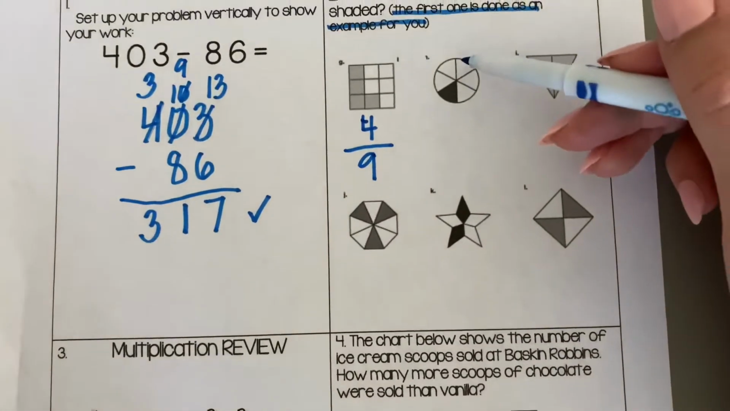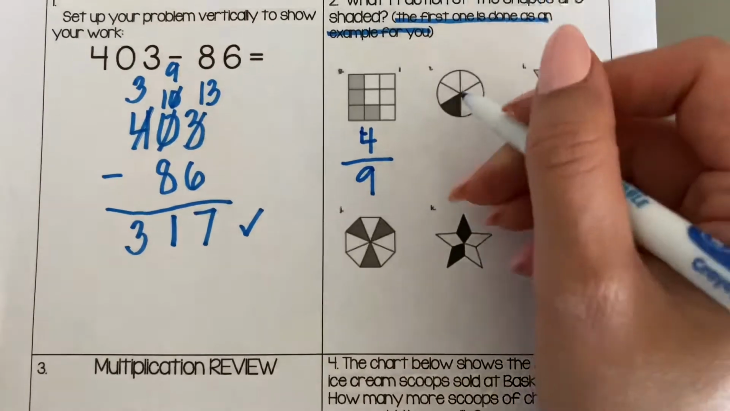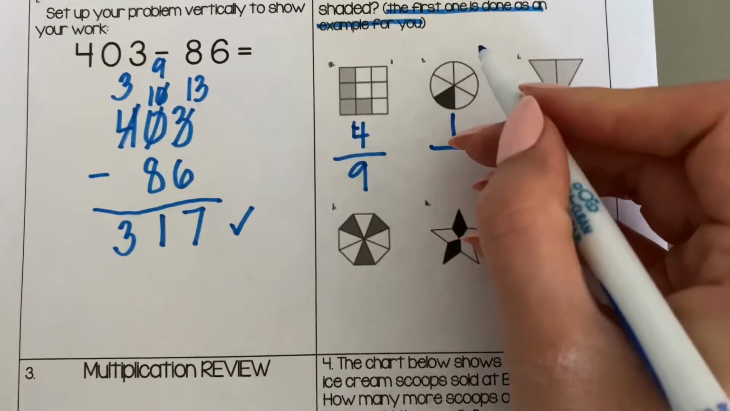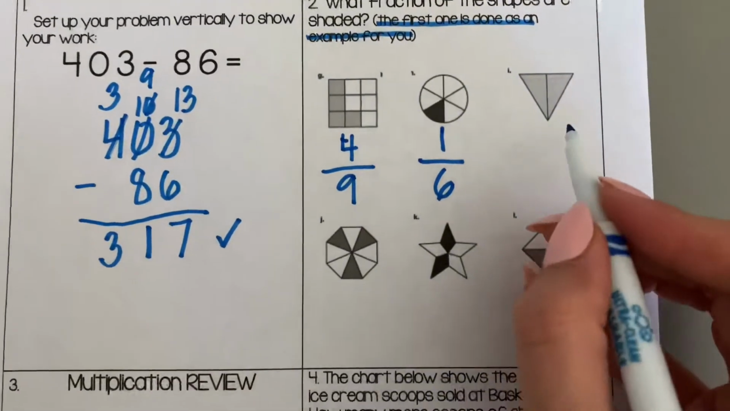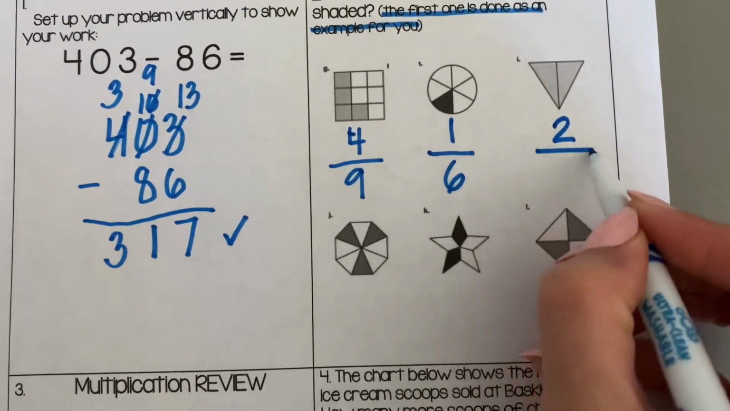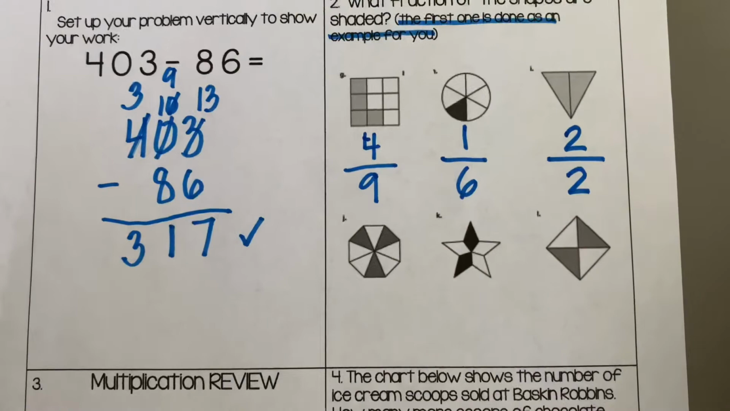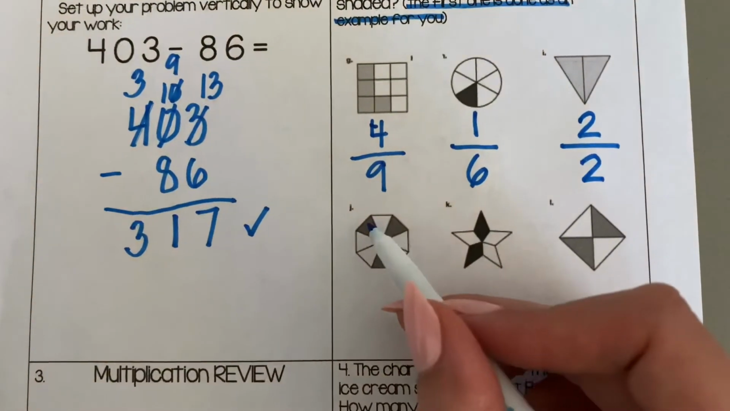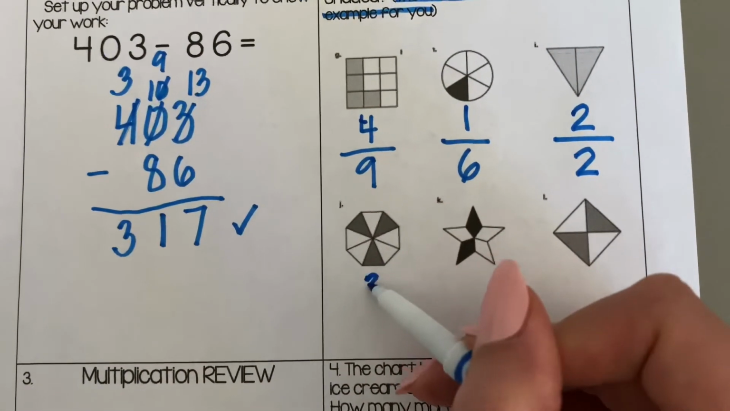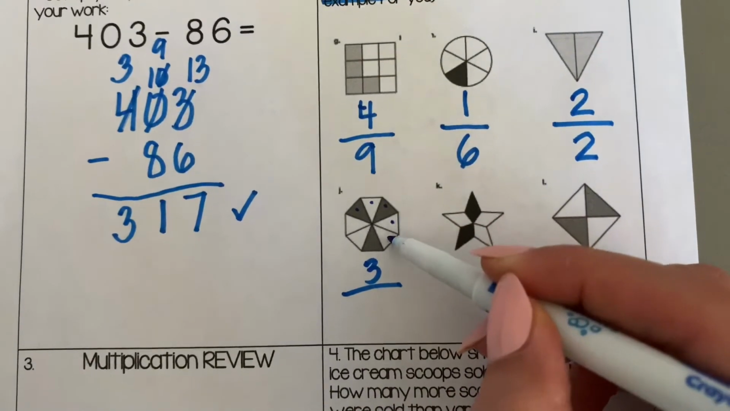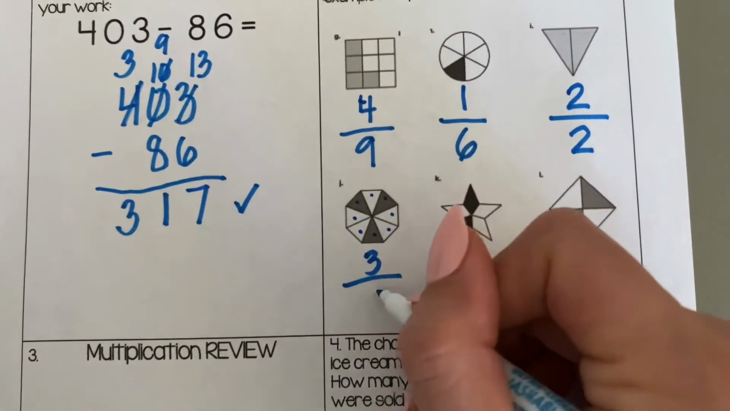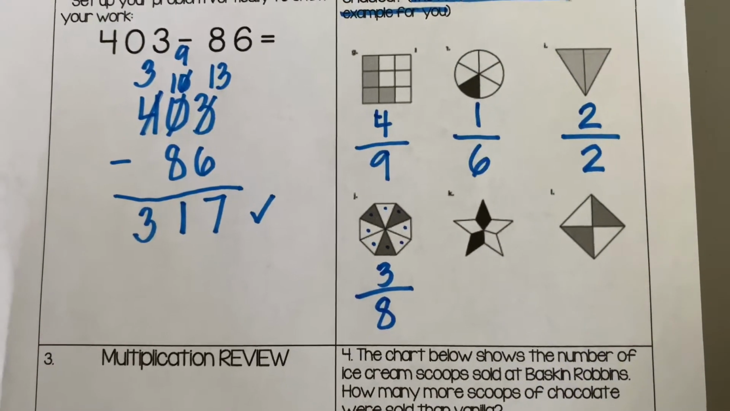All right. For the second example here, we have 1 part shaded, and then all together is 6. So 1/6. For the next example here, there are 2 parts shaded and 2 parts all together. So that is 1 whole. For this next part here, we have 3 parts shaded, and then we have 1, 2, 3, 4, 5, 6, 7, 8 all together. So 3/8 are shaded.